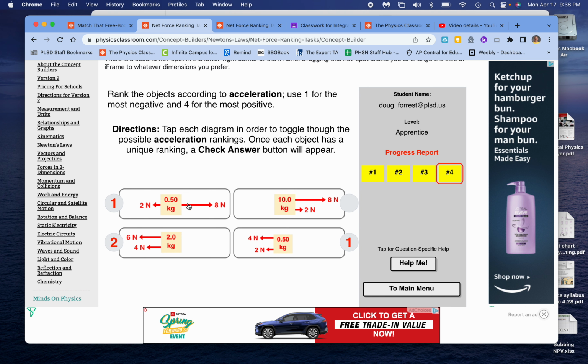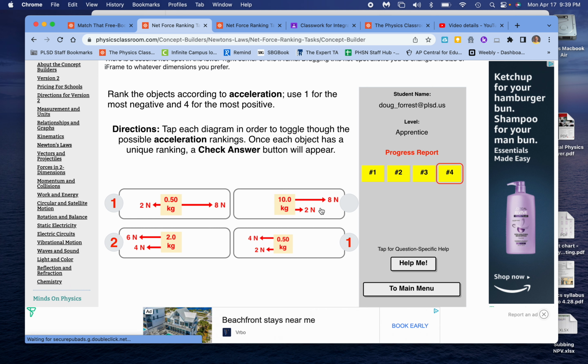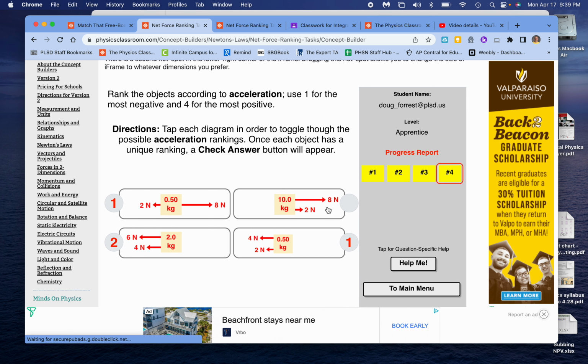For these ones then, I'm going to have 8 newtons here, 2 newtons here. They're acting in opposite directions, so I subtract them. That's 6 newtons of net force to the right, which is positive. 6 newtons divided by 0.5 kilograms gives me 12 meters per second squared to the right. Here I've got more net force to the right because both these forces are pointing to the right. So I've got 10 newtons in net force. But the acceleration is 10 newtons in net force divided by 10 kilograms. That's only 1 meter per second squared acceleration to the right.